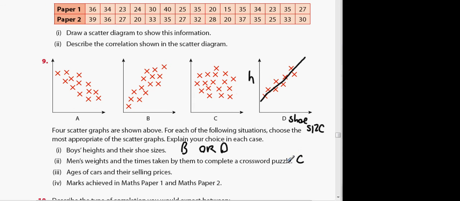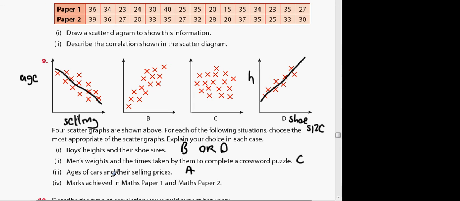Age of cars and their selling prices. The older the car, the cheaper it gets. So we call this age of car, and this is going to be selling price. As most people agreed, it's going to be A. As the car is younger, it's more expensive. So it's going to be A.